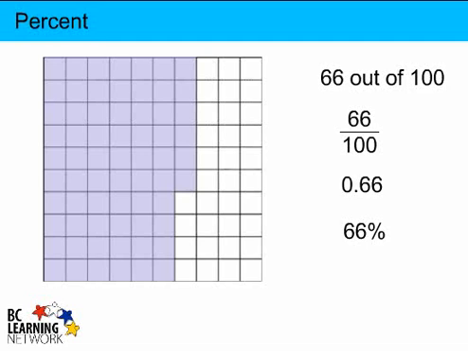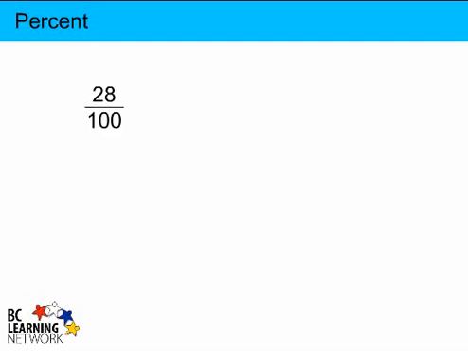66% is part of a whole. It's not the whole thing. It's only a portion of it. And percent means out of 100. So if you have a fraction like 28 hundredths, again, you could easily write that as a decimal because hundredths is 2 decimal places, 28 hundredths. And because the fraction is out of 100, you can also write it as a percent, 28%. So 28 hundredths is equivalent to 28%.